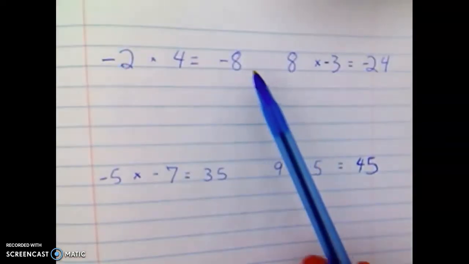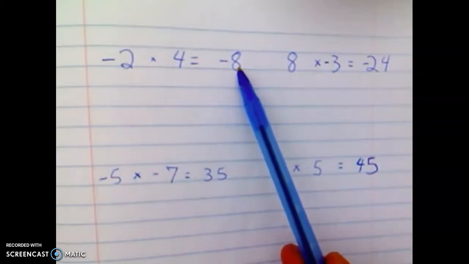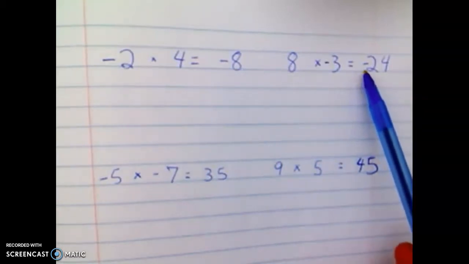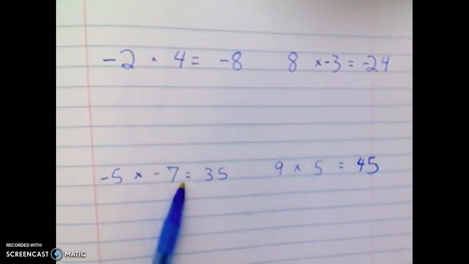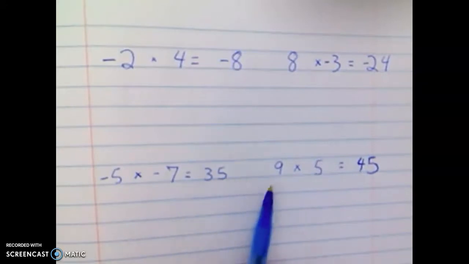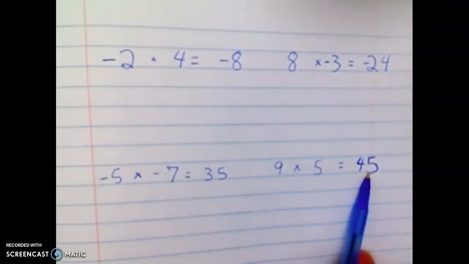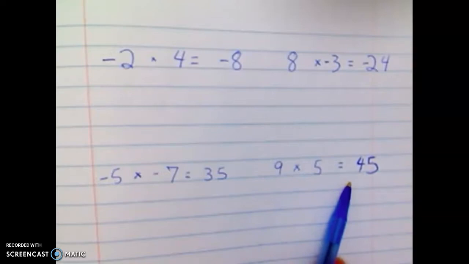Okay, so for the first one, you should have gotten a -8. Second one, a negative 24. The third one should be a positive 35. And the last one is a positive 45. We didn't change anything about normal positive number multiplication. It's still positive. Okay, now that you understand multiplication, let's take a look at division.